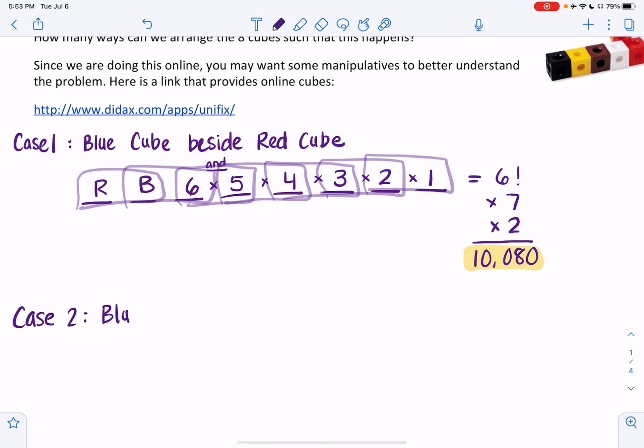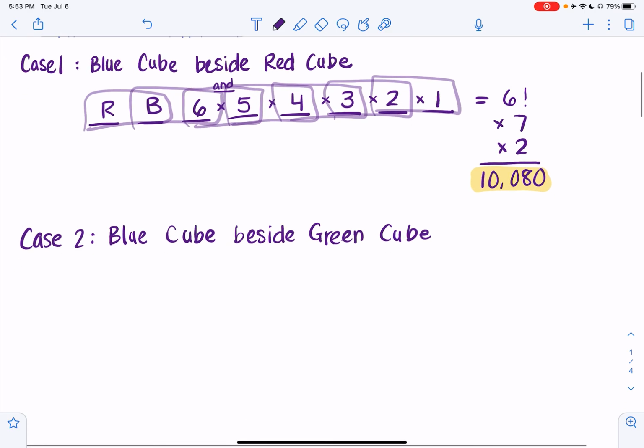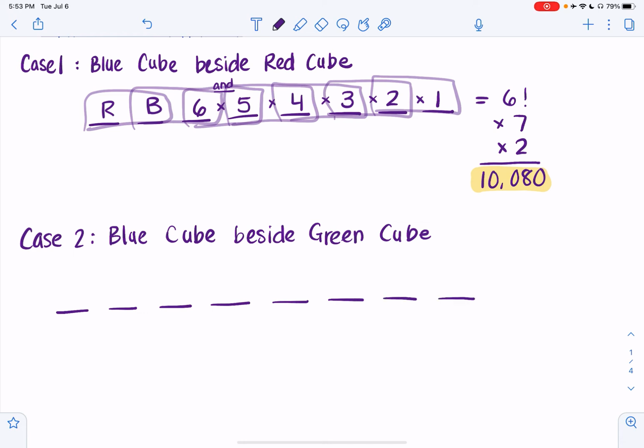So blue cube beside green cube. And we approach it in the exact same way. We start by drawing our 8 spaces for our different cubes. 1, 2, 3, 4, 5, 6, 7, 8. And then we want green to be beside blue.